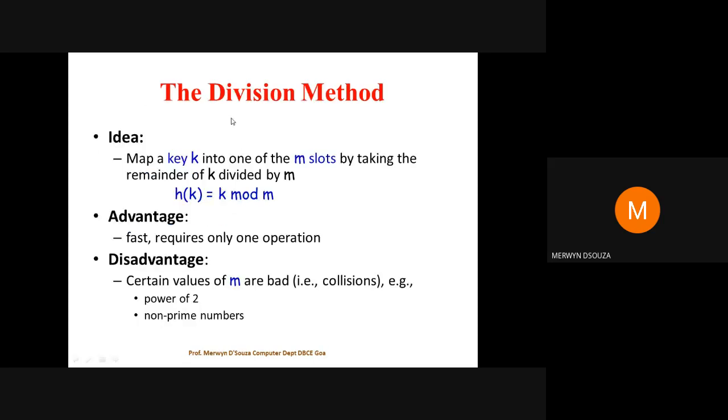So let's look at the division method. This is the first hash function. The idea is basically you're going to map a key k into one of the m slots in the hash table by taking the remainder of k divided by m. So basically you're going to call a hash function like this, h(k), where k is the data value, and you're going to write the hash function as k mod m, where mod stands for modulus. So basically you're going to find a remainder, and whatever the remainder is, in that slot you're going to insert the data, or the key k.